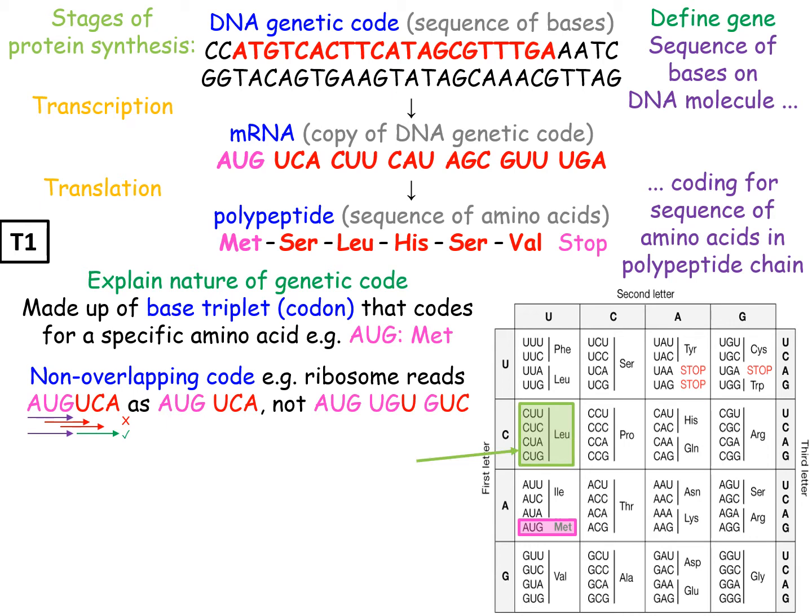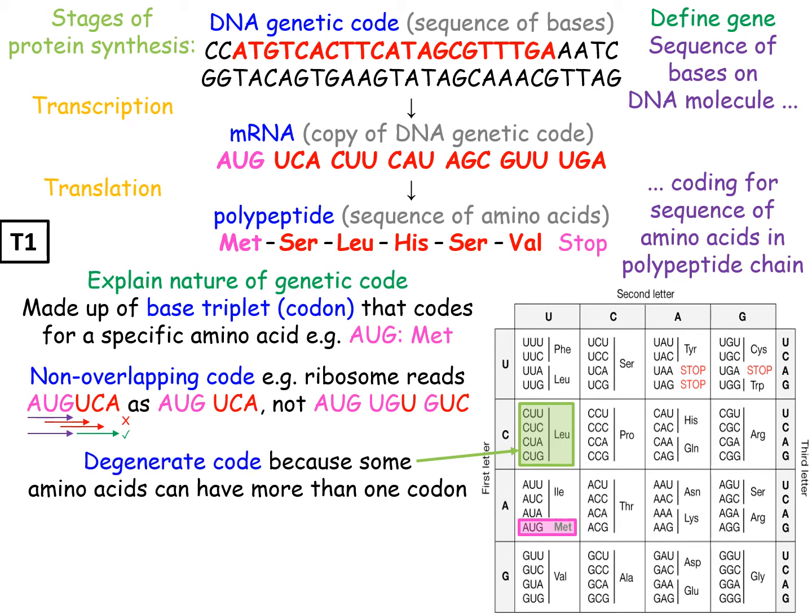Now when you look at the example here, the amino acid leucine can be coded by 4 different codons. So this means that amino acids can have more than one codon. We call that a degenerate code. The genetic code is degenerate because more than one codon can code for the same amino acid. And you can see the difference between those codons for leucine is the third base in the base triplet. It could be U, C, A, or G in this case, and different amino acids will have different numbers of codons that can code for them.